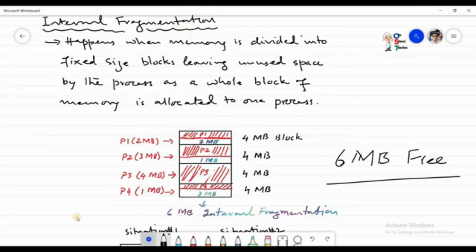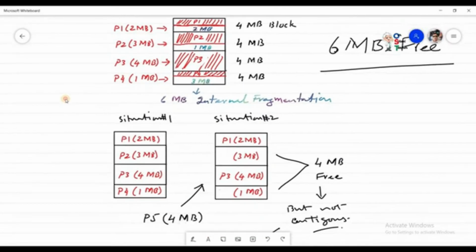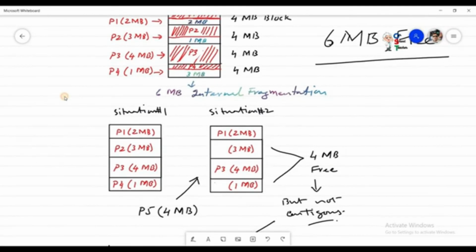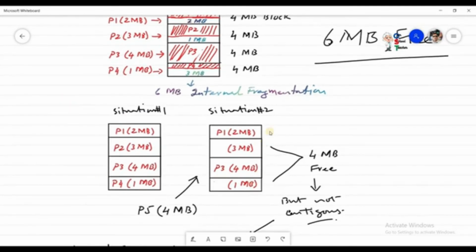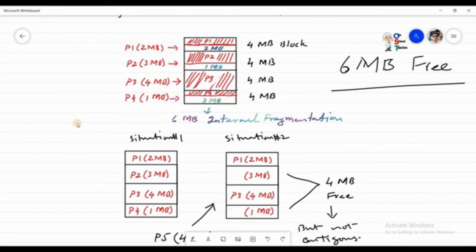So this causes internal fragmentation, right? Now the solution of this problem is that the memory is divided into variable size blocks according to the requirement.